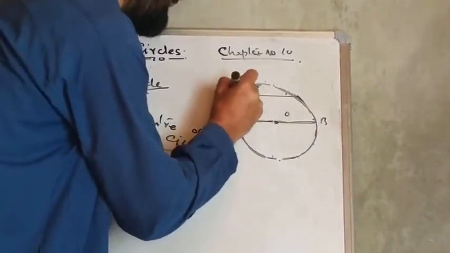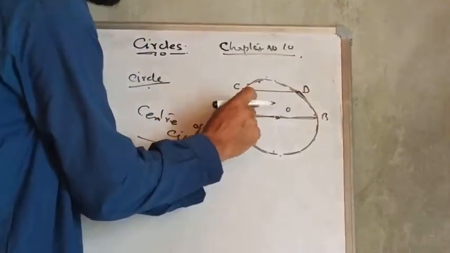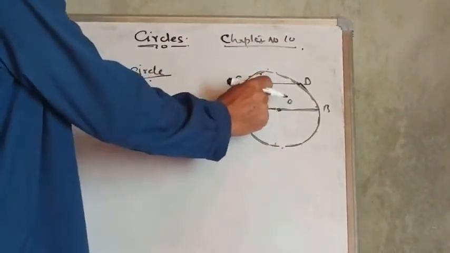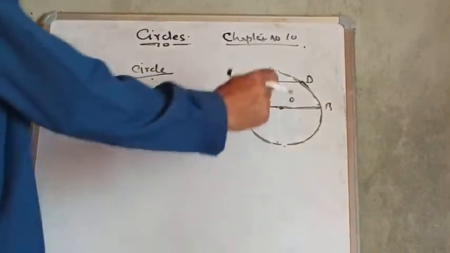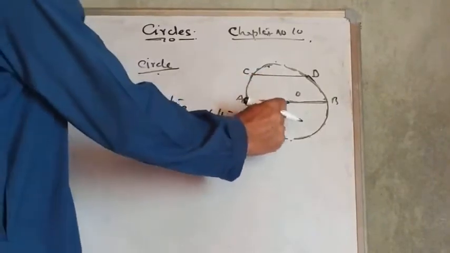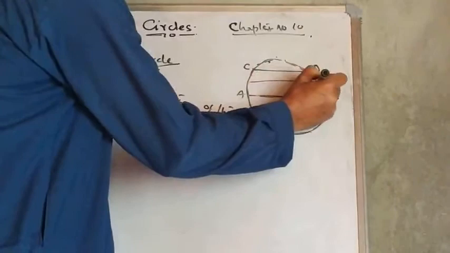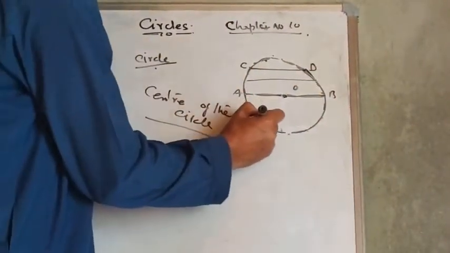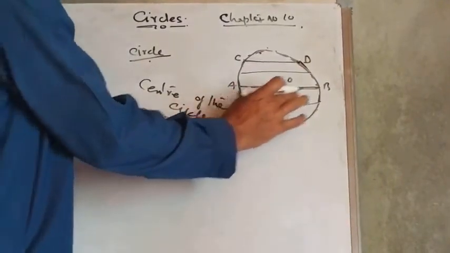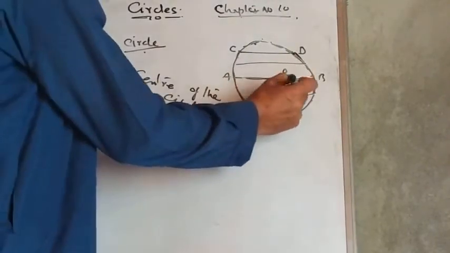If we draw another line, suppose CD, CD is a line segment, but this line segment does not pass through the center of the circle. This is called a chord. Actually, the diameter is also a chord, but it is the longest chord of the circle. CD is a chord, there is another line, this is a chord, and yet another, this is a chord. So any line segment whose endpoints lie on the circle is simply called a chord.